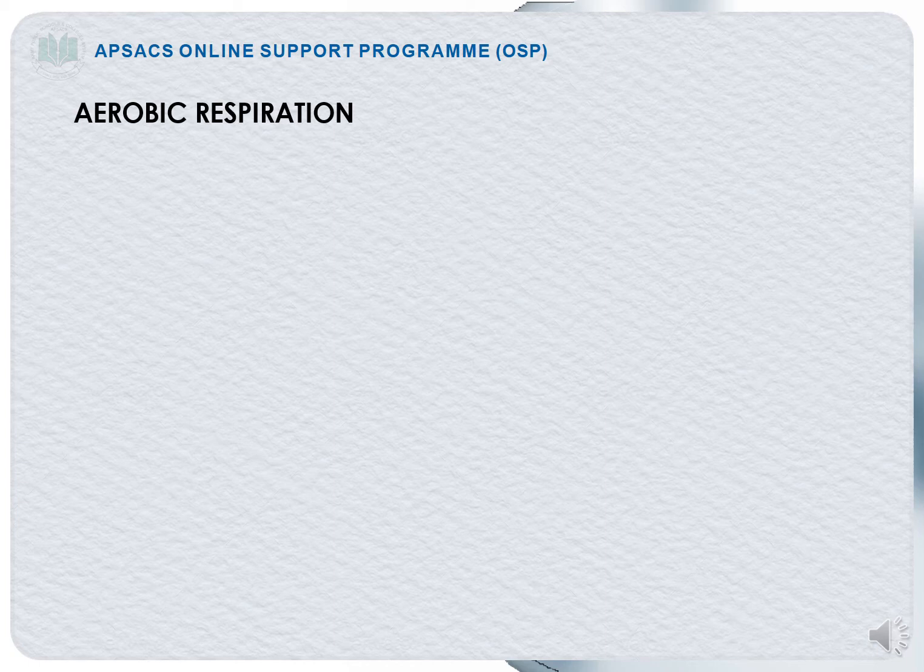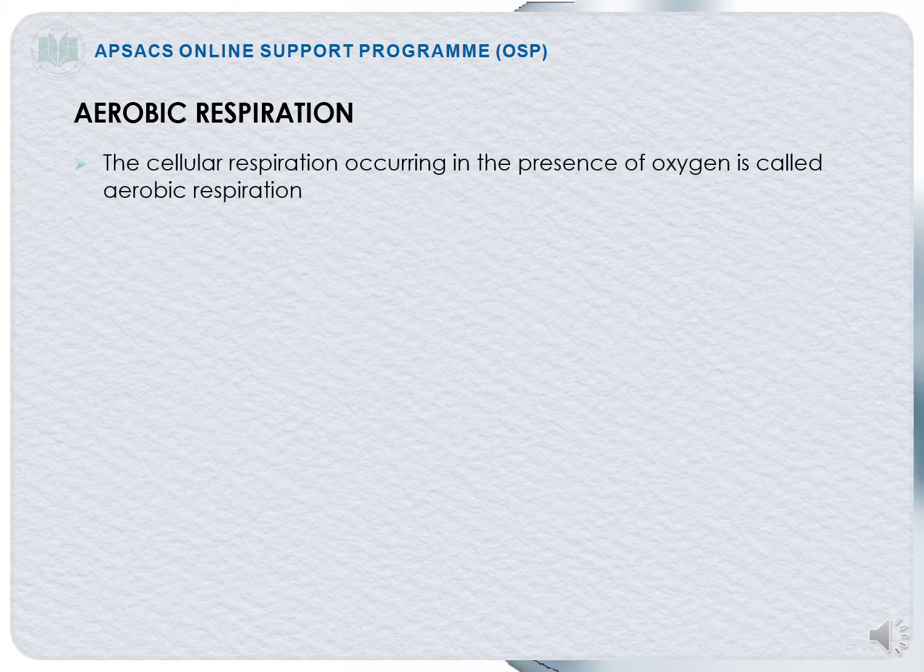Now aerobic respiration. Before going into aerobic respiration, first of all I'll tell you that respiration consists of two types, that is aerobic respiration and anaerobic respiration. As you all are familiar, aerobic means in the presence of oxygen. The respiration that is carried out in the presence of oxygen is called aerobic respiration. Take the example of yourself, we are respiring aerobically because we are respiring in the presence of oxygen. The cellular respiration occurring in the presence of oxygen is called aerobic respiration.